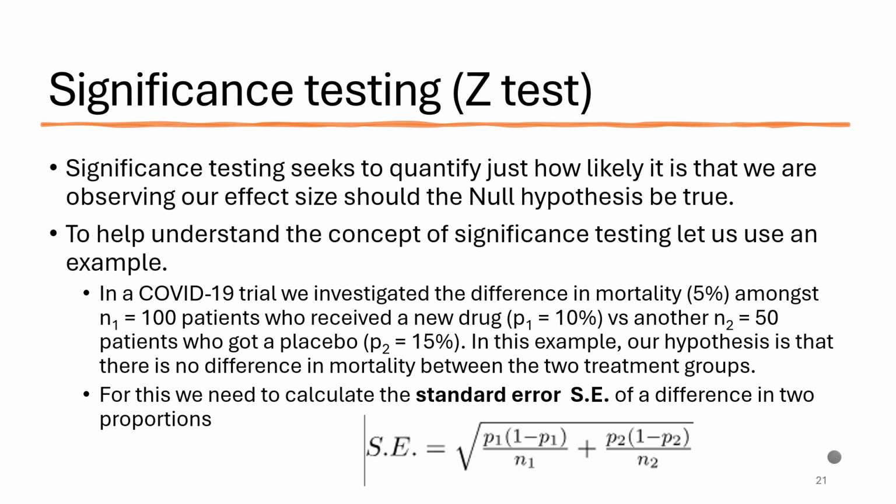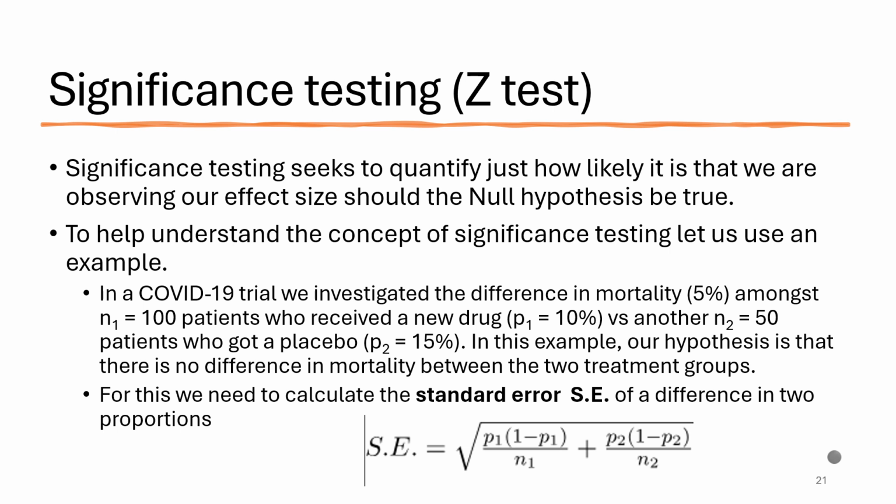So significance testing seeks to quantify just how likely it is that we are observing our effect size should the null hypothesis be true. To help understand this concept of significance testing, let us use an example, right? So in a COVID-19 trial, we investigated the difference in mortality. The difference in mortality is 5%, right? Amongst new patients, and we have 100 new patients who received a new drug. So amongst those who received this new drug, 10% of them died. That 10%, P1, is about mortality, 10% mortality, right?